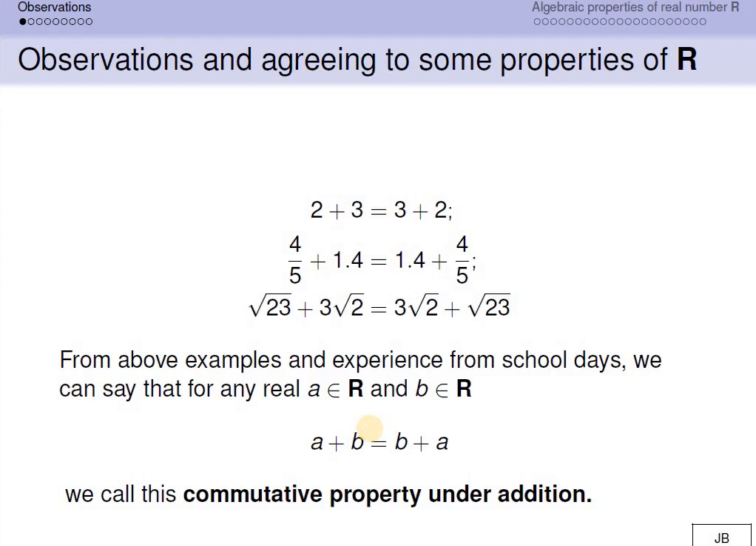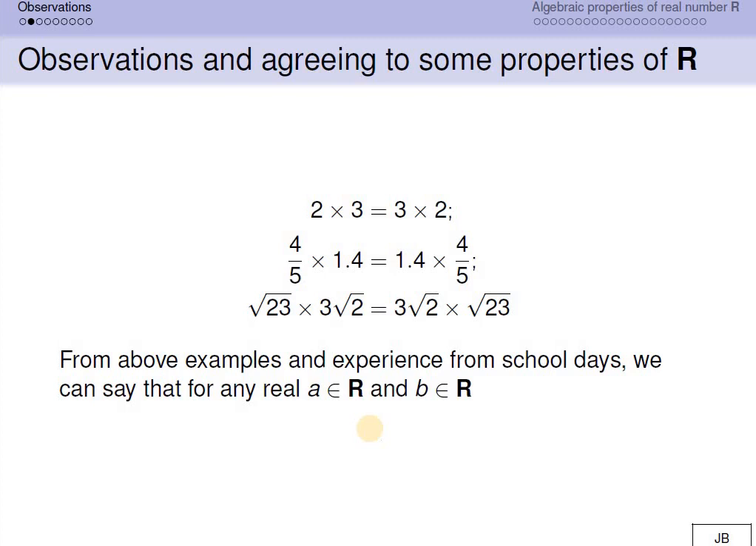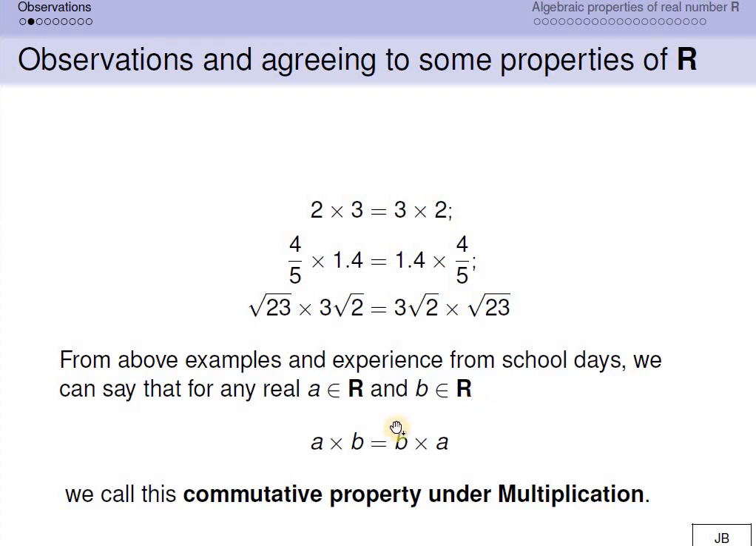So this is our first property, and this will be our second property. The same type of property we have with respect to addition, we have in multiplication also. When you multiply two numbers and you reverse them, the answer remains the same. So here also, for a belongs to R, b belongs to R, we have a into b is equal to b into a. So we call it the commutative property under multiplication.